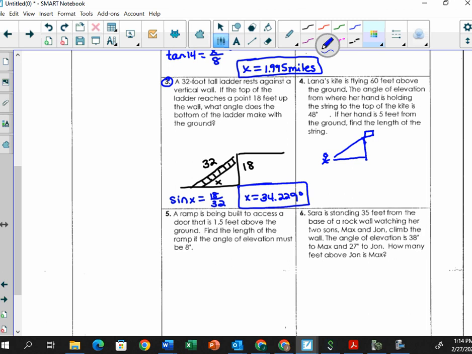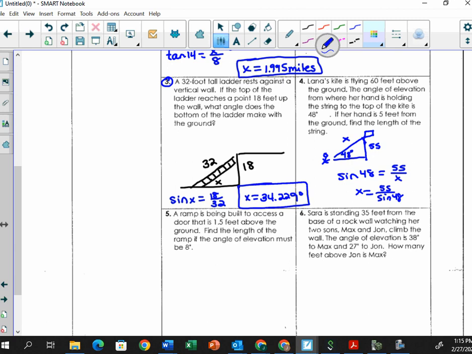All right, guys, her kite is 60 feet above the ground. Angle of elevation of 48 degrees, but her hand is 5 feet above the ground. So what am I actually using for that other side? 55. Then it says length of the string. That's the hypotenuse over there, okay? So sine, cosine, or tangent? Good job, Drew. And then algebraically, I end up with 55 over sine of 48.